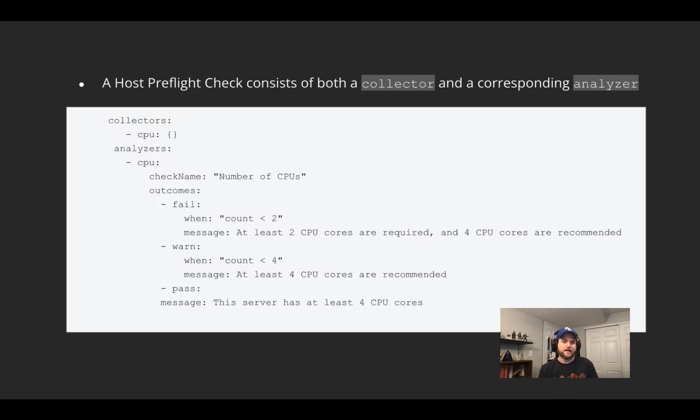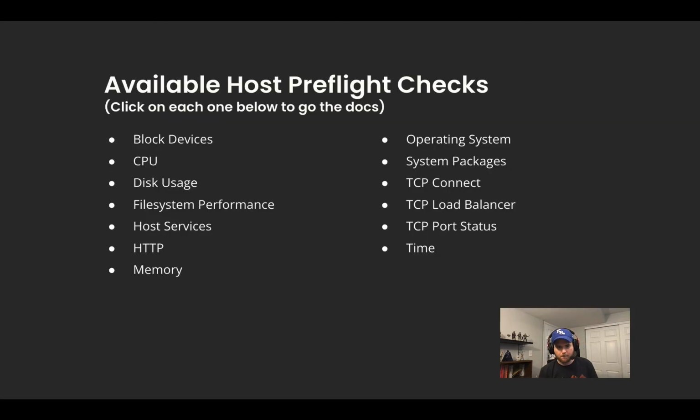Also note that a host preflight check consists of both a collector and a corresponding analyzer. On the slide here, we have an example of the CPU collector and analyzer, the CPU preflight check. In this case, we're just defining a CPU collector, and then we have a CPU check name that is looking for a number of CPUs. There are other preflight checks in which you may need to reference the collector name in the analyzer. We'll see an example of that during the demo.